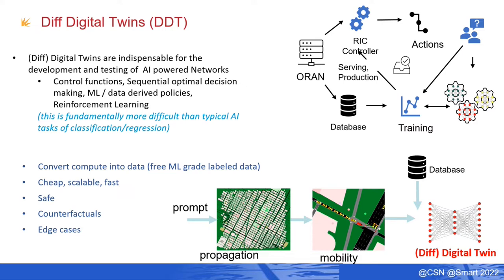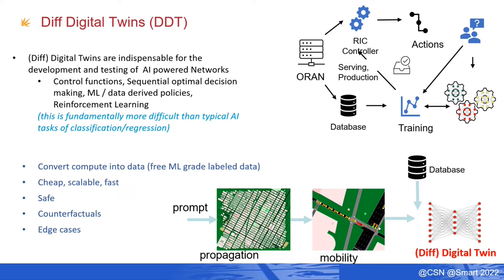So why digital twins? Why are they useful? They're useful because we can train agents within those twins. That's the whole point. To train ML models, we need data. Data is, in fact, abundant. What is not abundant is ML-grade data, which means labeled and curated. Digital twins directly provide this. The way to think of this is that a digital twin is an attempt to convert compute into data. They're also cheap, scalable, fast.